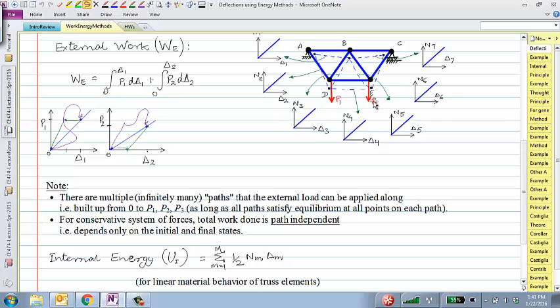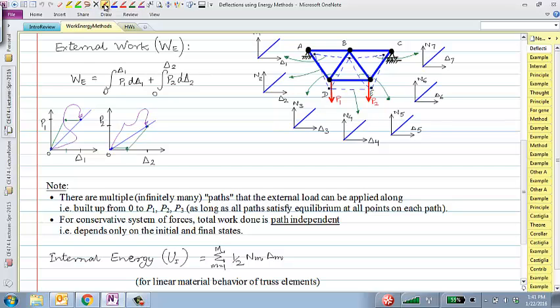When I remove these two loads P1 and P2, the structure would come back and return that energy stored within itself. And that's what the conservation of energy principle says, that external work done on a structure would be equal to the internal energy stored. Okay.